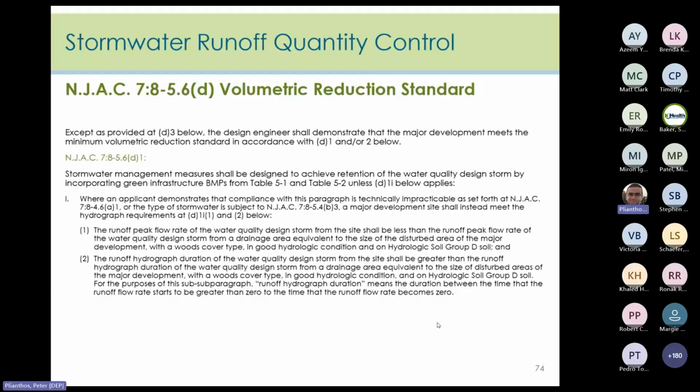Now we move on to the volumetric reduction standard at NJAC 7:8-5.6(d). The design engineer is required to show that the development meets the minimum volumetric reduction standards. There is more than one option to achieve this. The first option, at NJAC 7:8-5.6(d)1, involves designing stormwater management measures to retain the water quality design storm using GI BMPs, which you can find in Tables 5-1 and 5-2.